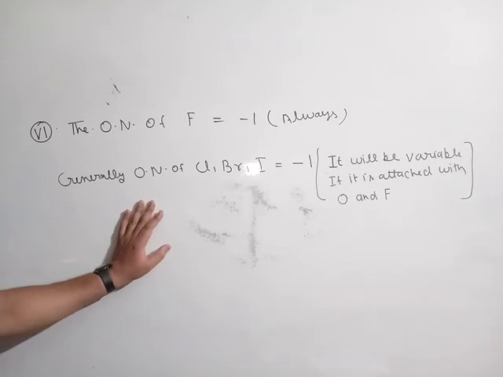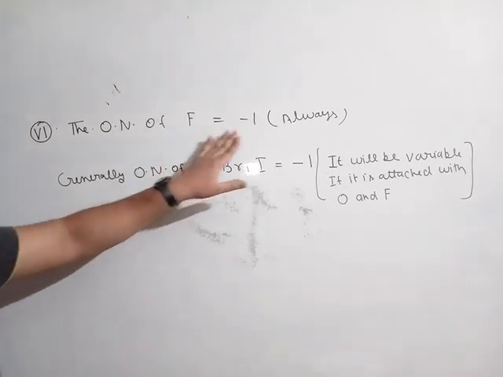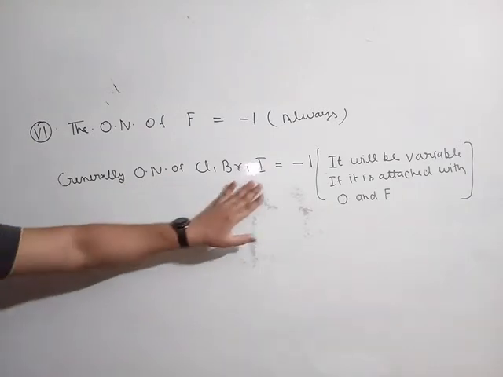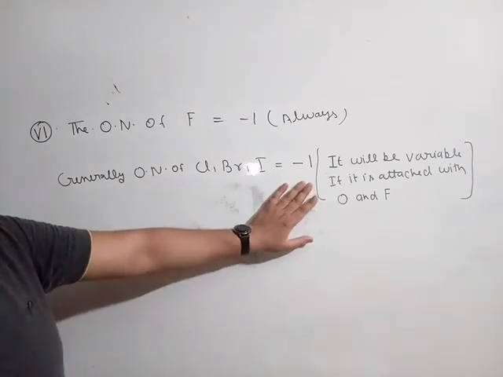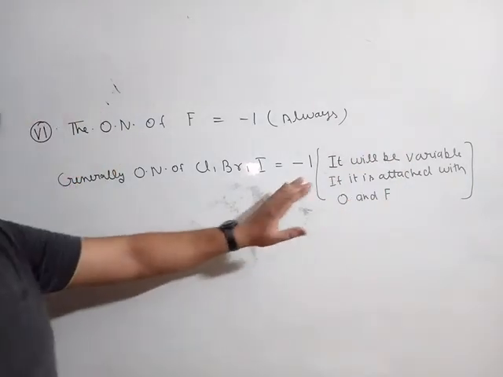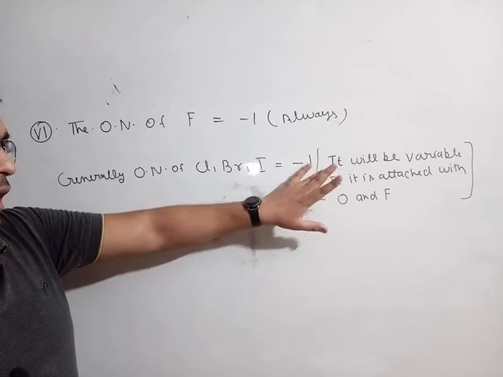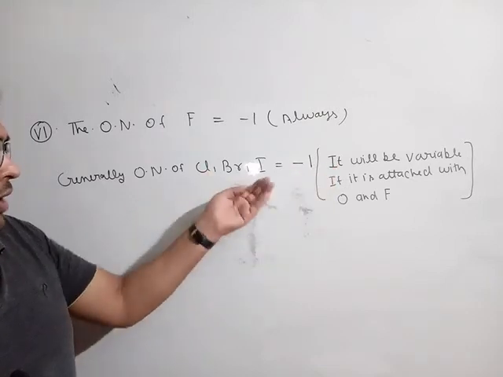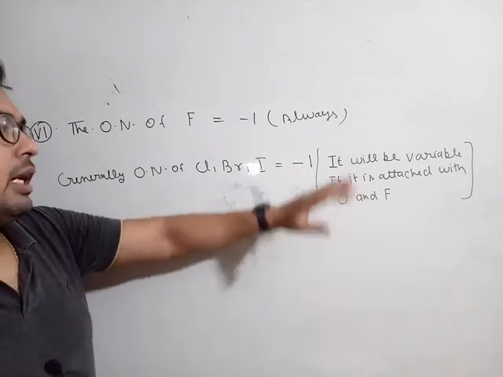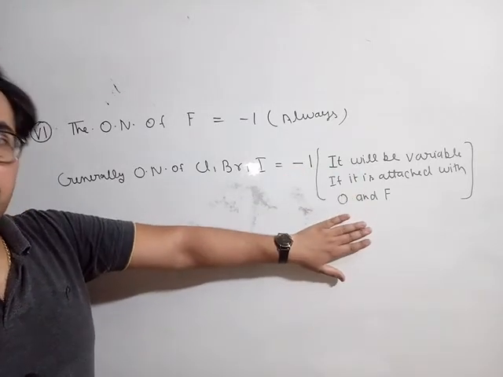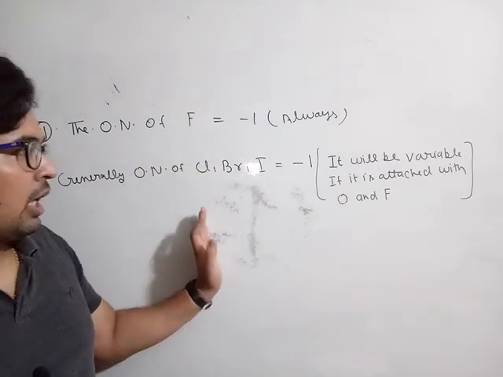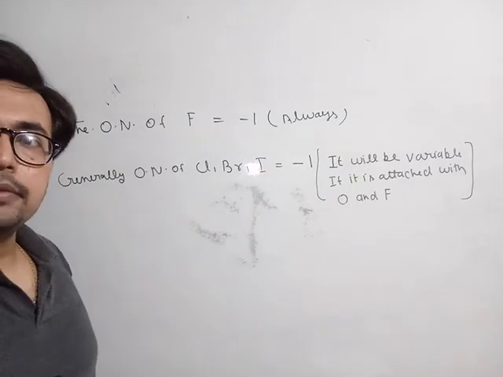Our last rule is that the oxidation number of fluorine will always be -1. The oxidation number of chlorine, bromine, iodine will also be -1, but if they are attached with oxygen and fluorine, then it might be different. In that case you have to assume the value x and calculate. If it is not attached with oxygen and fluorine, then you can directly take -1, but in other cases you have to calculate with the rules. After that we'll see some questions on how we can calculate the value.